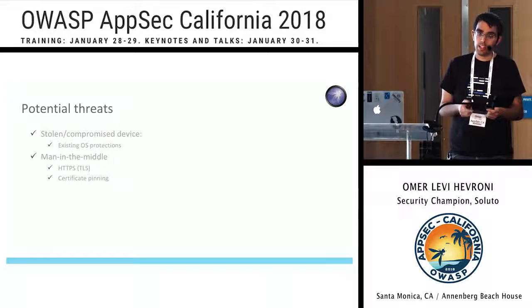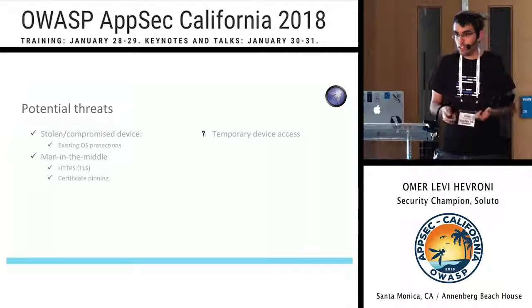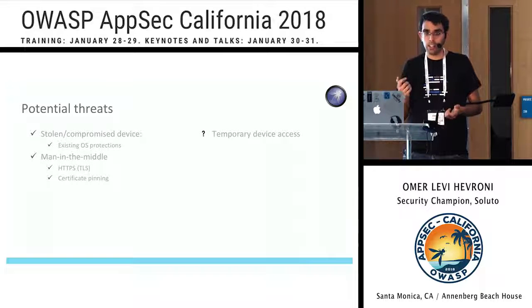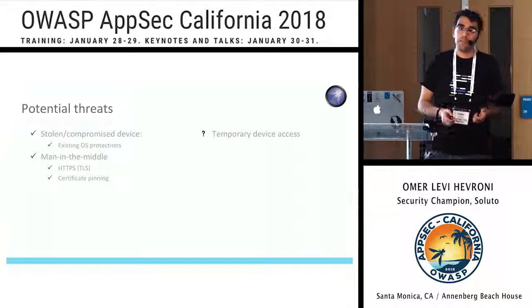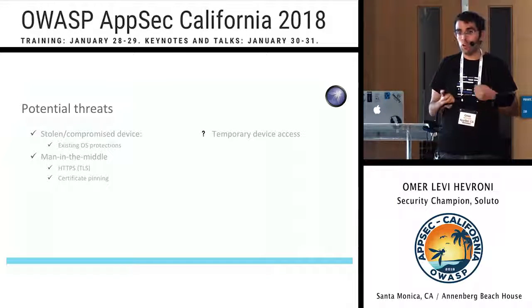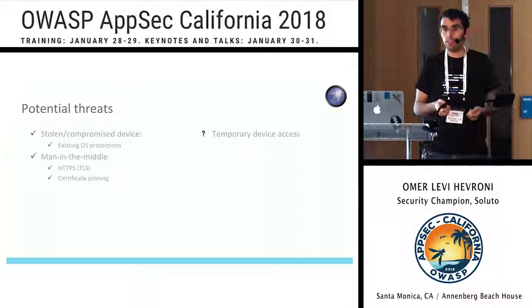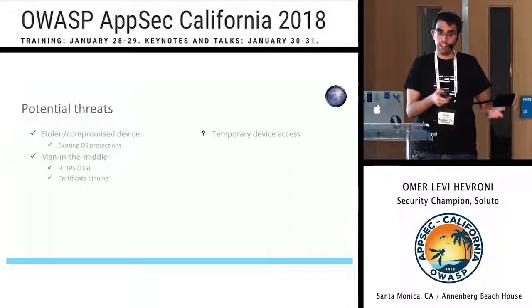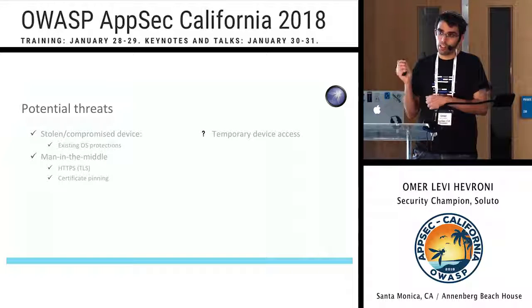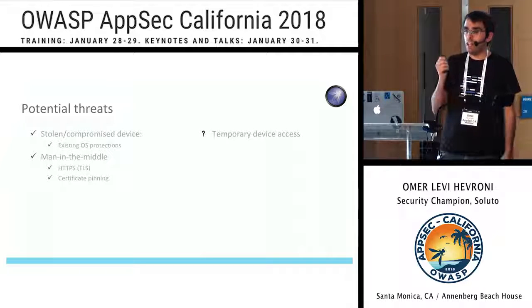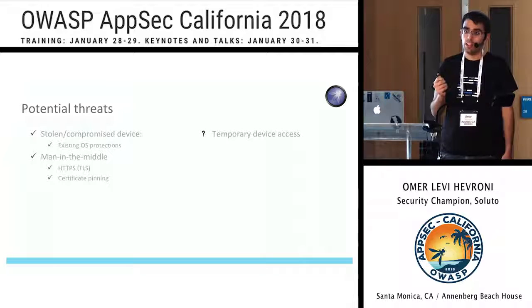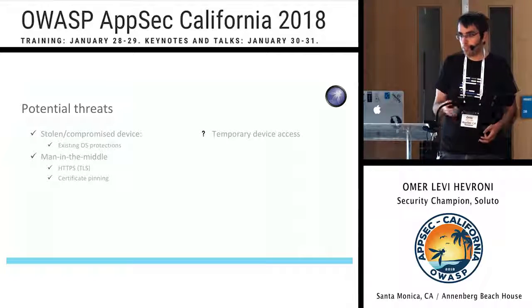Now, the last three threats are threats that I want to mitigate. The first one is temporary device access. It's different from a stolen or compromised device. This one is more about you giving someone temporary access to your device. For example, you go to a store and there is a technician there, and this technician connects your device temporarily to her computer. So she's going to have temporary access to your device, and I want to make sure that even if she has temporary access, she will not be able to impersonate you.